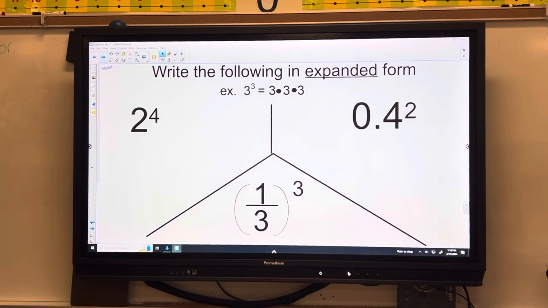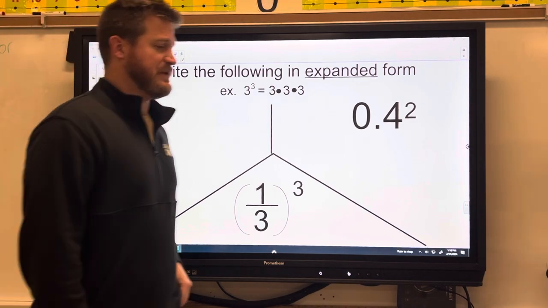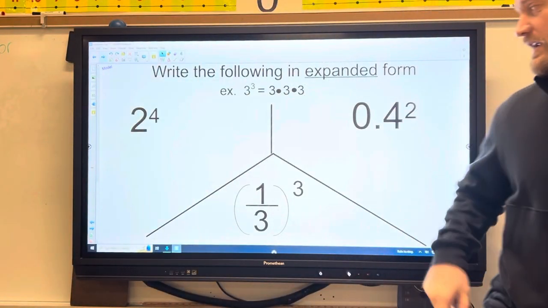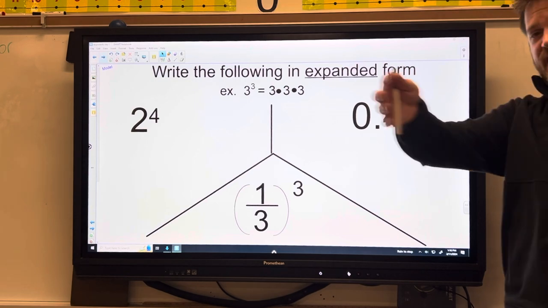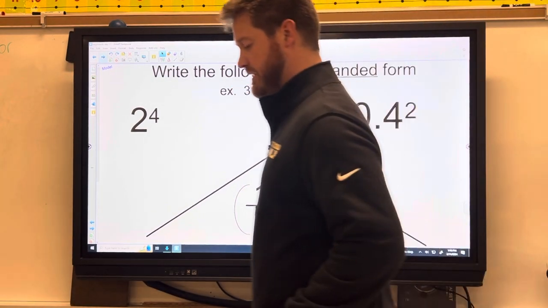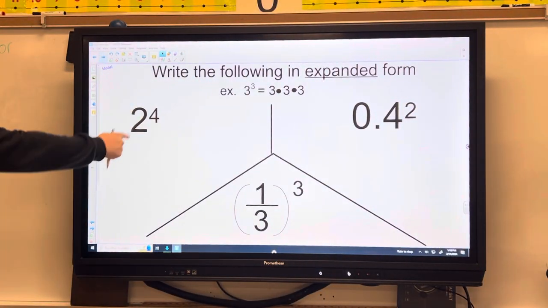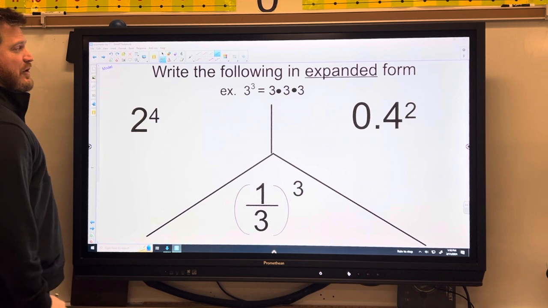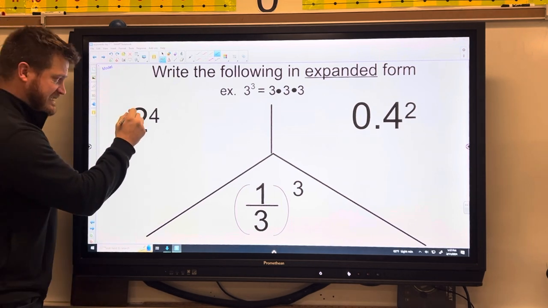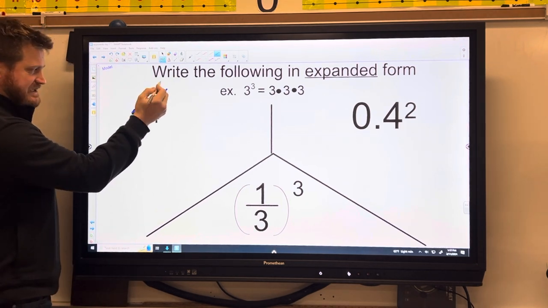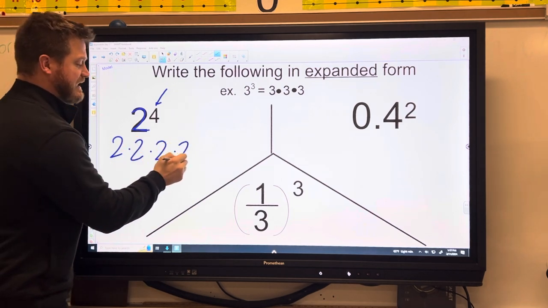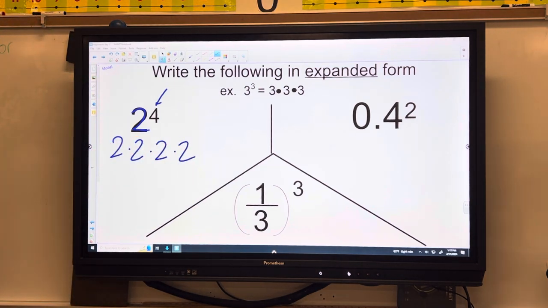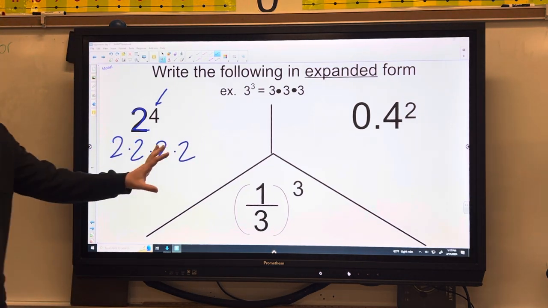All right. So when we're given these exponents, this is called exponential form when it has an exponent in it. We're going to rewrite them as expanded form. Remember, expanded means to elongate something. So 2 to the 4th power in expanded form would just be the base repeated this number of times. So it would be 2 times 2 times 2 times 2. That is this in expanded form. We're not going to worry about solving it yet. That is just how we rewrite this.